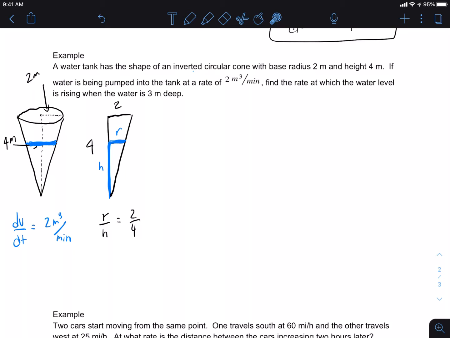So that means that this ratio should be solved for r, because we're going to use it to substitute when we come up with our equation. Okay? Does that make sense to everyone? Yeah. Okay. Now comes the important piece again. What is the volume of a circular cone?